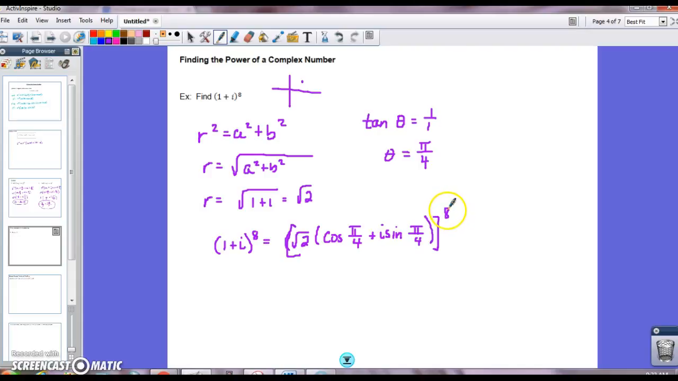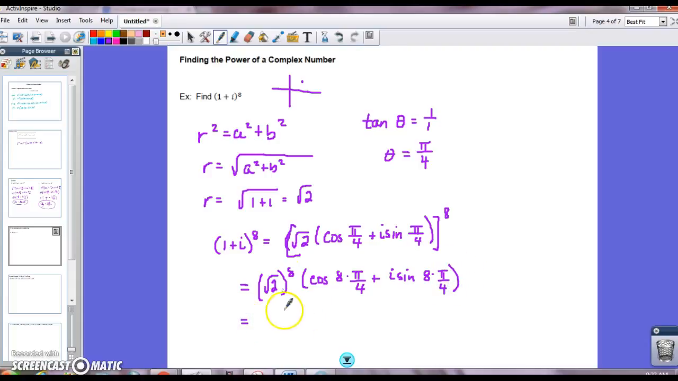So now I can use de Moivre's theorem. So de Moivre's theorem says I'm going to take my r value and raise it to that power. And then I have the cosine of 8 times pi over 4 plus i sine of 8 times pi over 4.